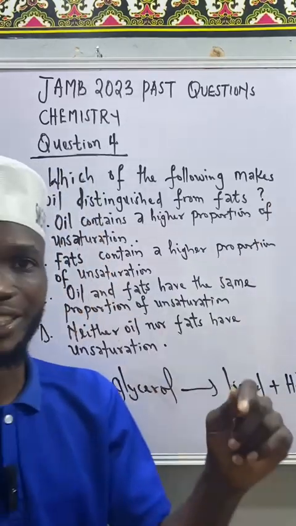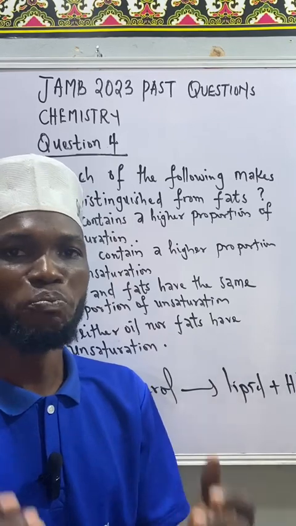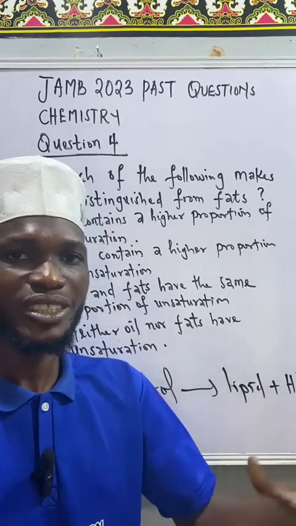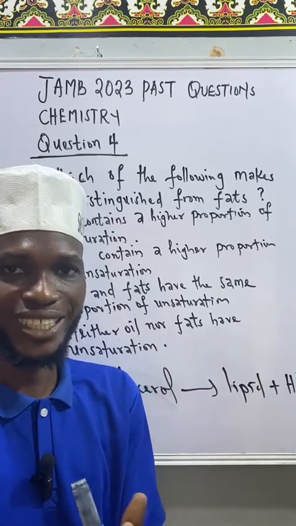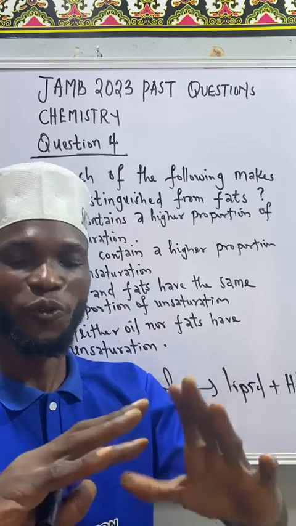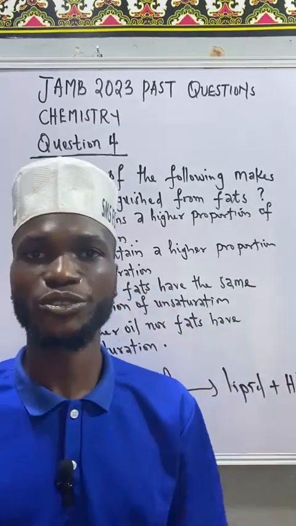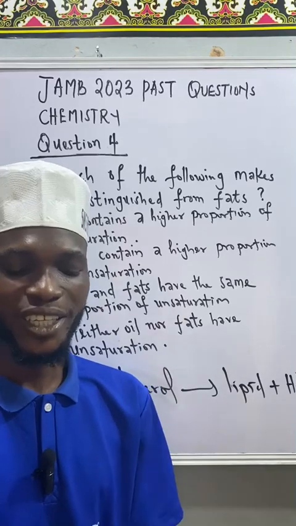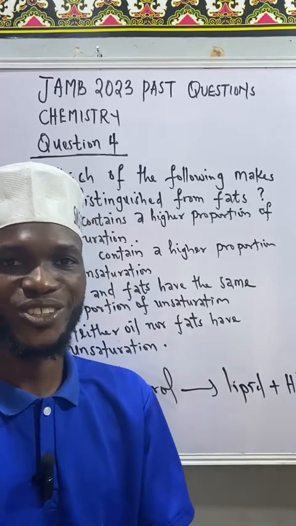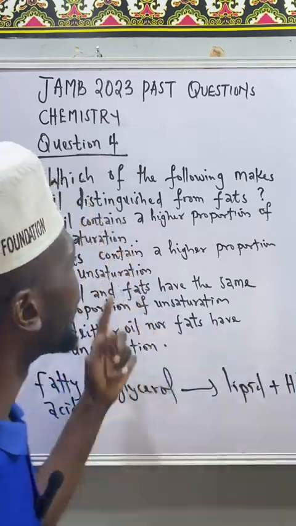So now in fat, we have only single bonds. And these single bonds make the molecules hold one another tightly. That's why they are closely packed, and as a result of that, we have a solid shape for fat. But the presence of unsaturation makes the oil molecules unable to hold one another tightly, and that's what leads to the liquid state of oil.